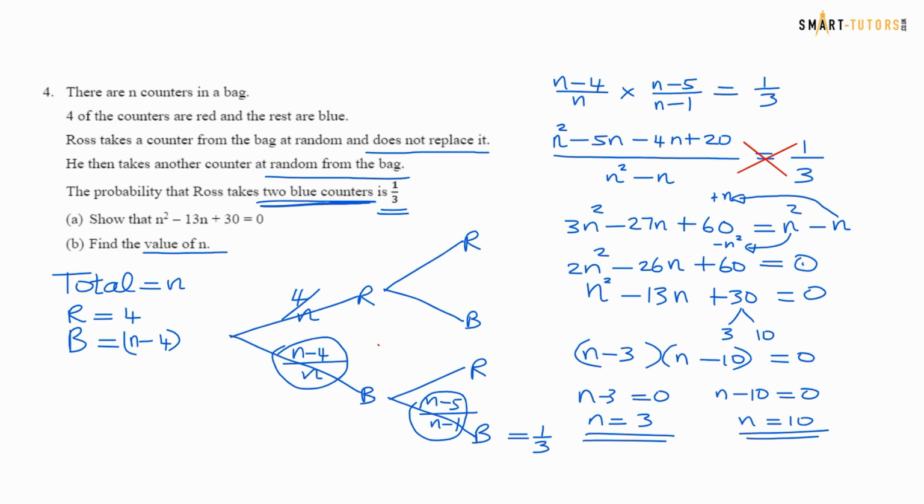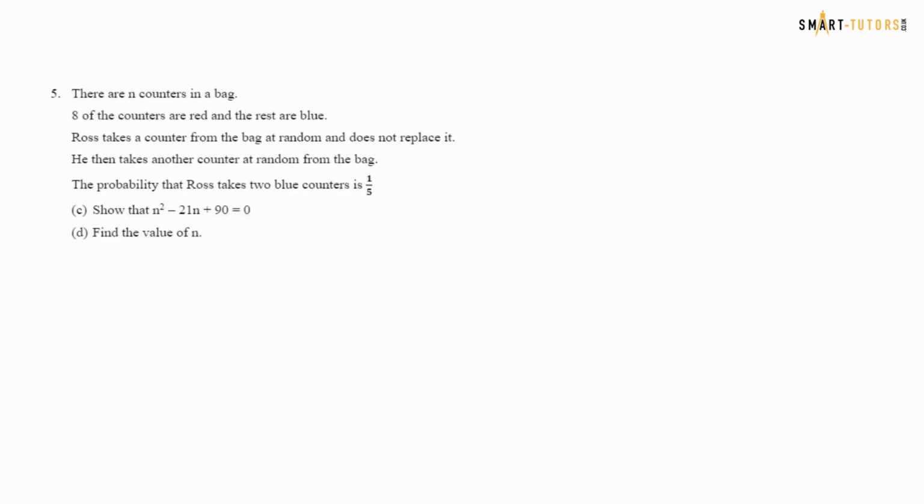Realistically, red is 4, right? So the total n has to be more than 4. So n equals 3 is not possible. So the answer n equals 10 is the correct answer. So that is the answer for question number 4, and moving on to question number 5.